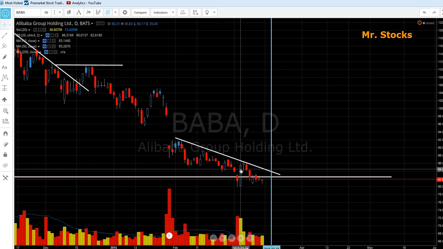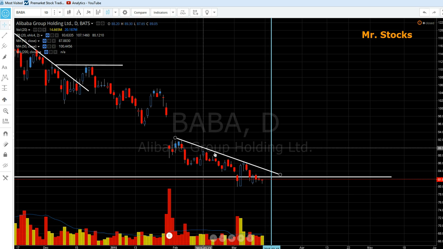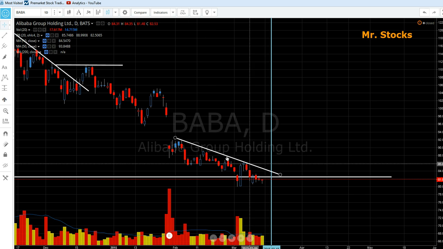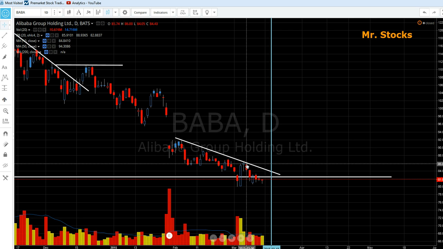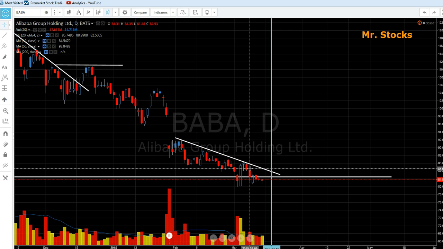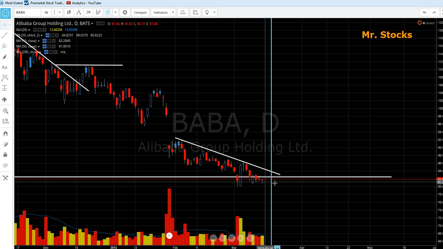But I wasn't buying into this because I was looking at this downtrend line, and I was watching to see if it would actually break, and unfortunately it didn't. The next day you had resistance here, and it was rejected. So ever since then it's been heading lower.